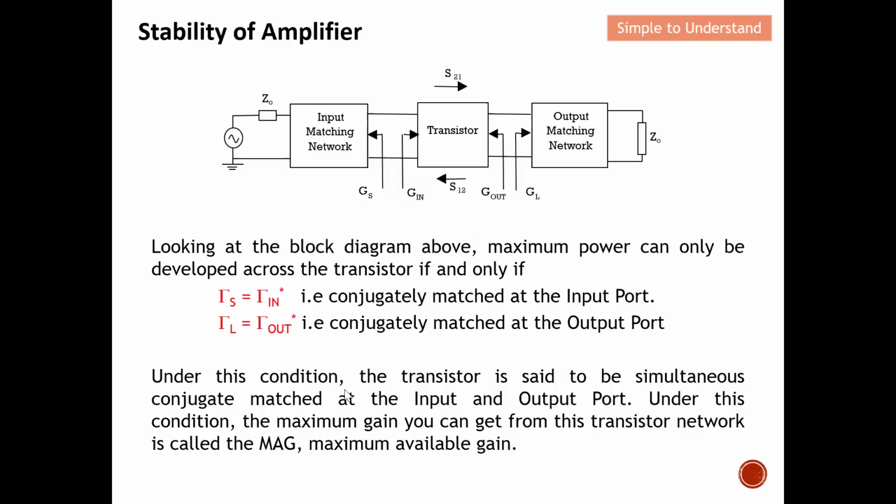Under this condition, the transistor is said to be simultaneously conjugate matched at both the input and the output port. Under this condition, the maximum gain you can get from this transistor network is called the MAG, the maximum available gain. If you still remember, under amplifier design you have various names for the gain, but for this situation, this is what we call the maximum possible available gain, because there may be some issue when the design will be unstable. So basically, this is the maximum available gain.